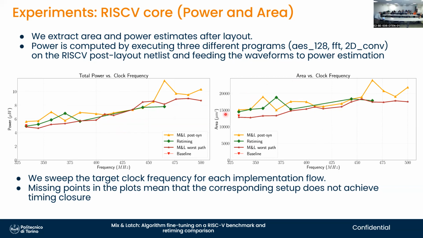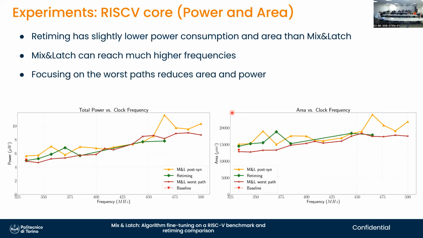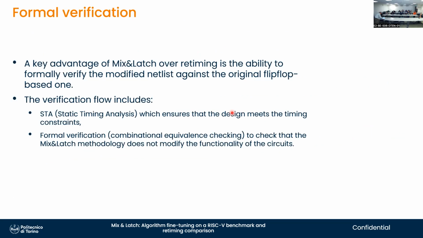So these two curves are proportional to each other for a reason. Here, I think it's pretty much the same. Yeah, it's the same picture, just more comments that I made already in words. Formal verification is the ability to do equivalence checking to check that the final implementation is equivalent to the original.